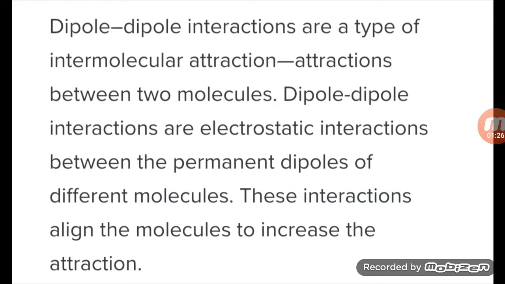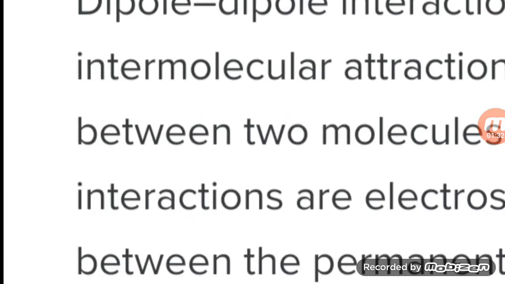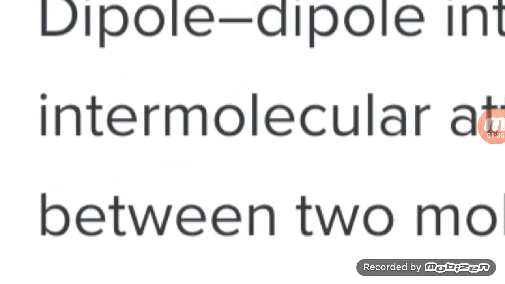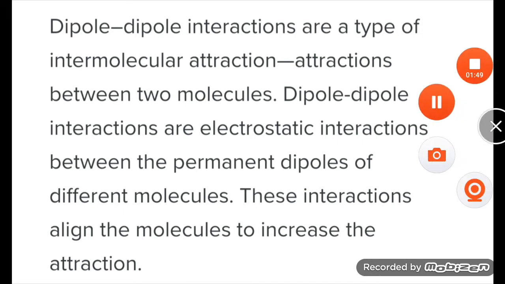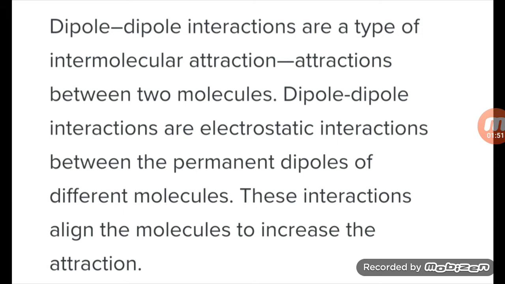Dipole-dipole interactions are a type of intermolecular attraction between two molecules. Because we are dealing with intermolecular attraction, it will exist between two molecules. Dipole-dipole interactions are electrostatic interactions between permanent dipoles of different molecules. Dipole-dipole interactions are electrostatic in nature.